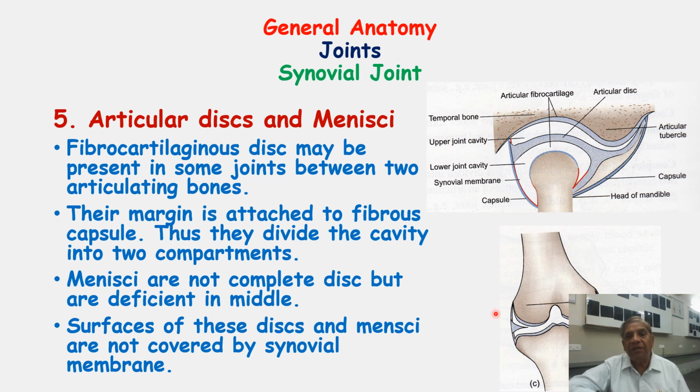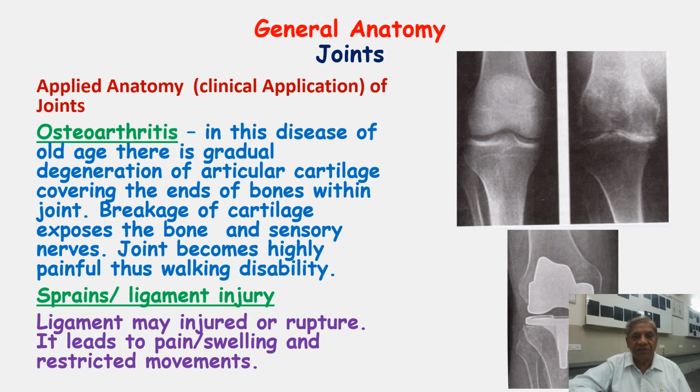Second important function of these menisci and discs is that they divide the joint into two compartments. Thus the action which takes place in the upper compartment is different from the action which takes place in the lower compartment. I am not going into detail of this action. I will teach you when I come to the knee joint. Just remember the purpose of articular discs and menisci which are present in the cavity of the joint. Now to the next, the last slide probably, applied anatomy.